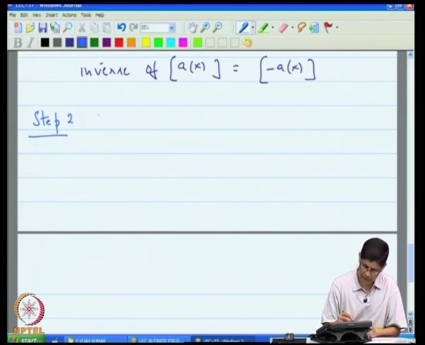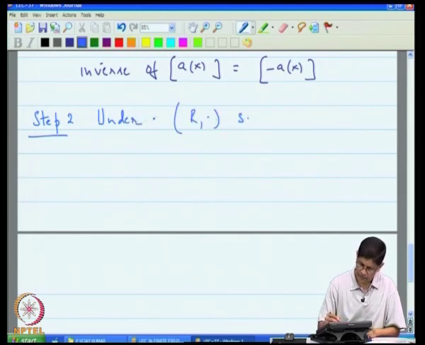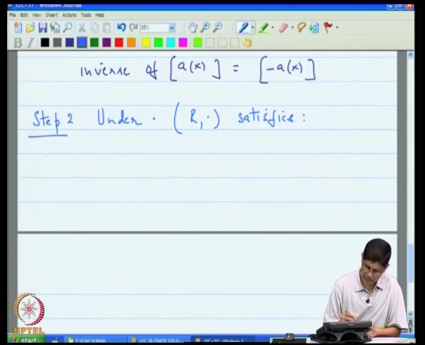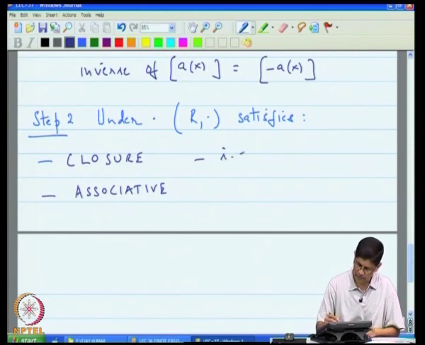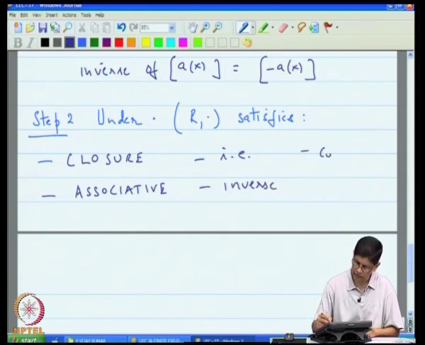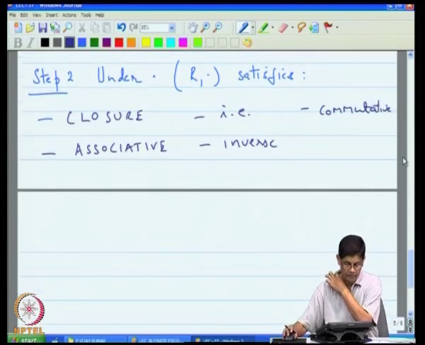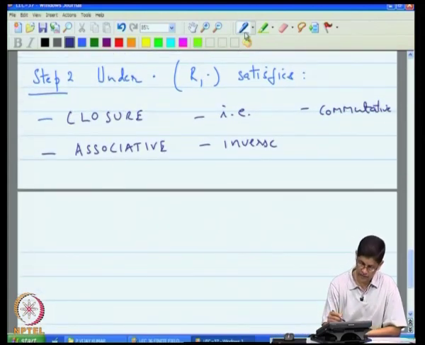We need to show that under the multiplicative operation R satisfies the following: closure, the associative property, the presence of the identity element, the presence of the inverse, and the commutative property. So, once again you have 5 properties to check, and closure is immediate.